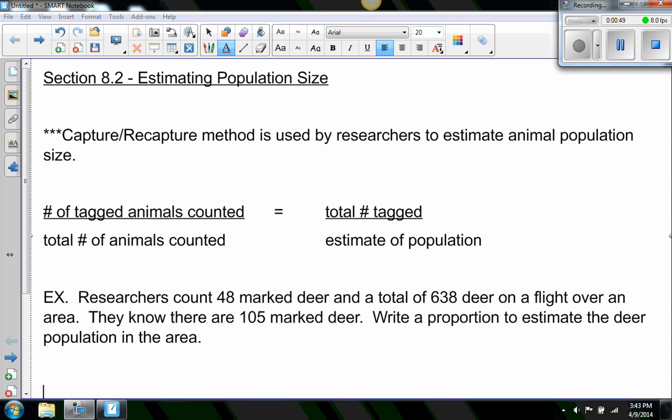If you tag some animals and then you catch some of the tagged ones, how could you estimate what the actual population is? Keep in mind that this obviously is only an estimate. You can't get an exact answer unless you actually go out and count every single animal that there is.